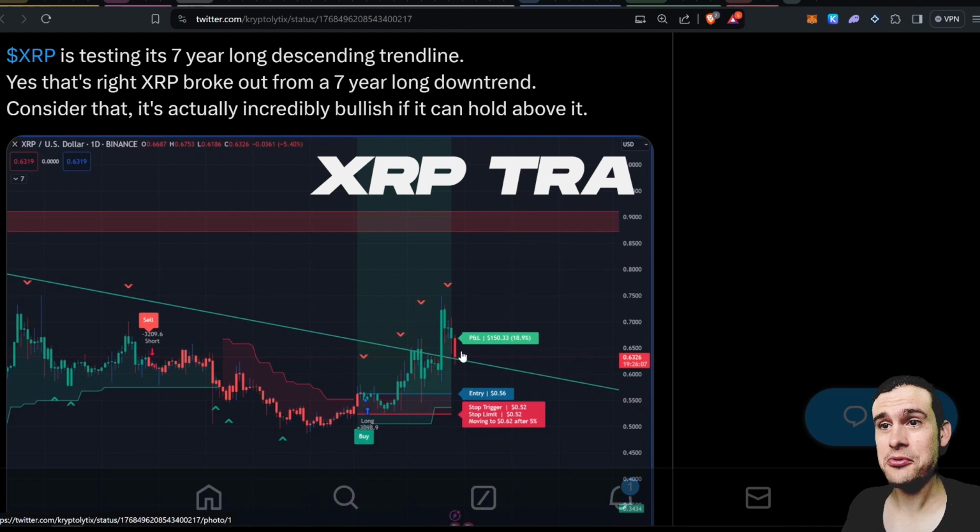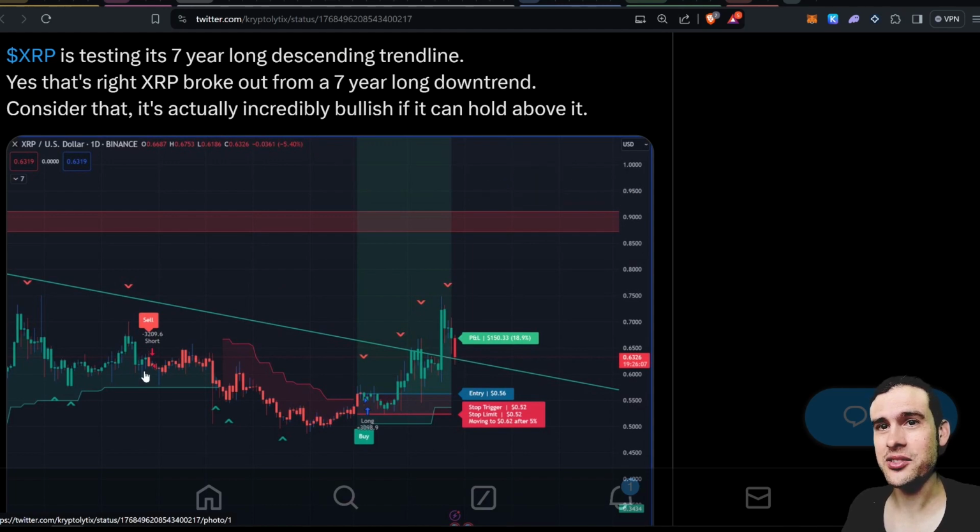So I figured I would mention it again. I mean, it just sold off pretty much entirely, that entire candle, like it did last time. But I have to say that this is kind of an important trend line. This trend line here that it broke out of is a 7-year-long descending trend line. 7 years. Yes, that's right. XRP broke out from a 7-year-long downtrend.